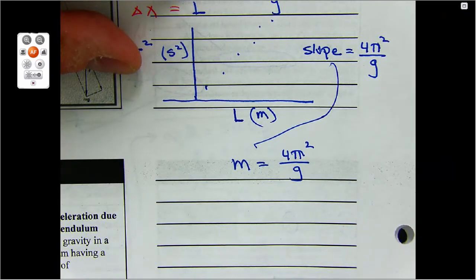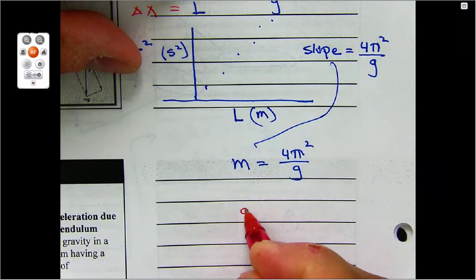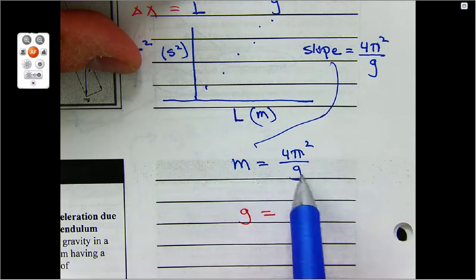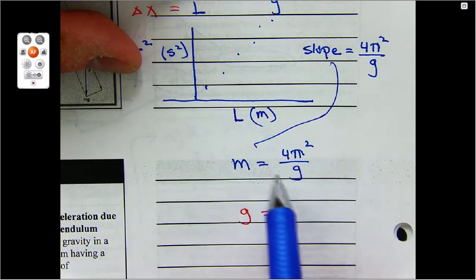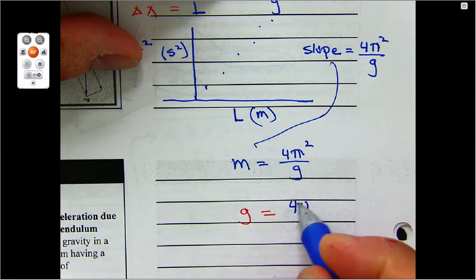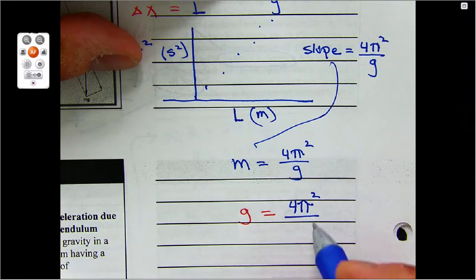So if you solve this for G, realize we can just switch these around, right? When you solve this for G, it should be 4 pi squared divided by your slope.